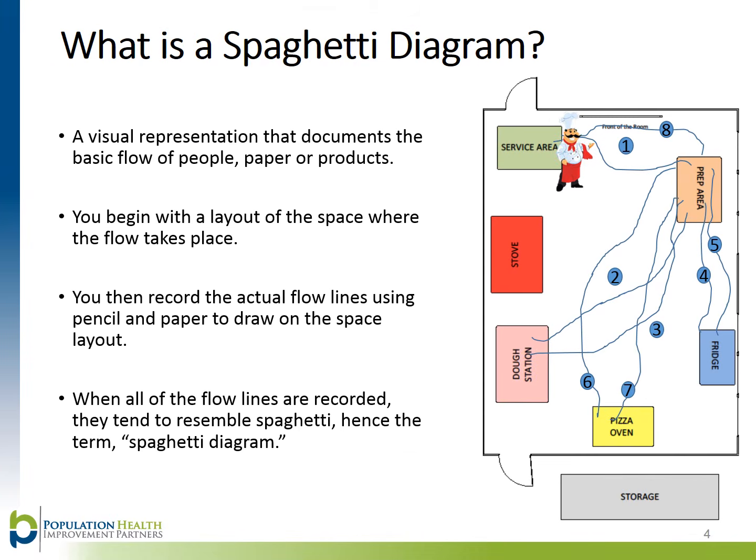A spaghetti diagram is a visual representation that documents the basic flow of people, paper, or products. You begin with a layout of the space where the flow or process takes place. You then record the actual flow lines using pencil and paper to draw on the space layout. When all of the flow lines are recorded, they tend to resemble spaghetti, hence the term spaghetti diagram.